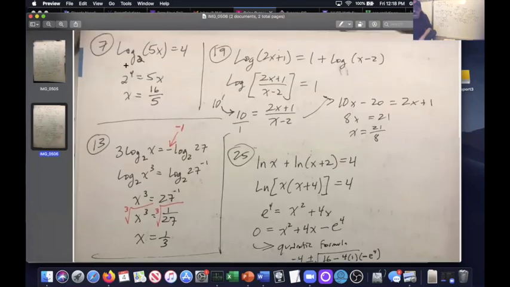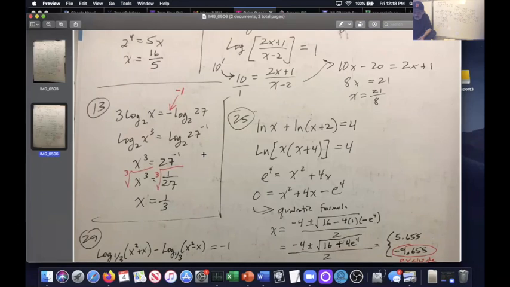Okay, and then 7, you can switch it to the exponential. 19, here when you minus the log, that's going to be a quotient property, so that's why I wrote it as the division. And then switching it to the exponential, 10 to the first equals that. And you can cross multiply here because it's not an inequality. With an inequality, cross multiplying can be an issue because multiplying both sides of an inequality, there's an issue with that. But it's an equality, no problem.